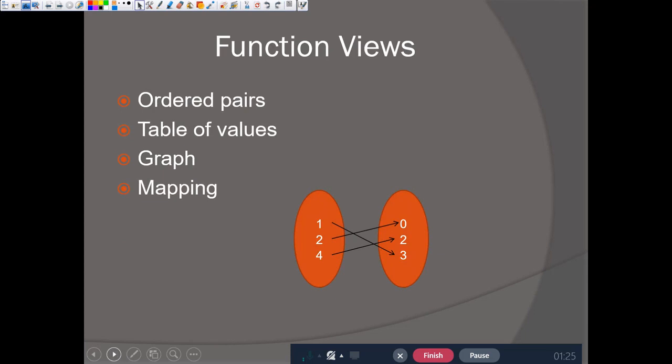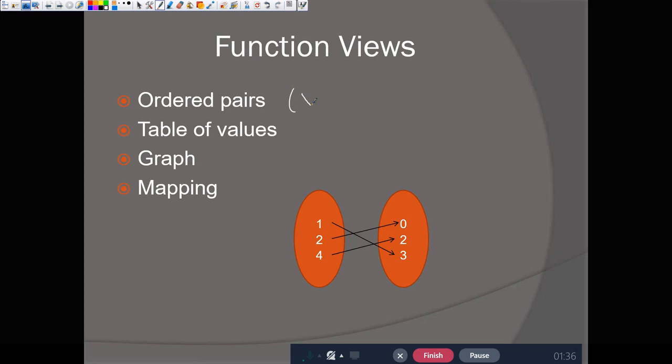So, you can view graphs or functions as ordered pairs. Okay, so that I went over what an ordered pair was. So we put it in parentheses like so. Or a table of values, which we'll see on the next slide. A graph or a map.